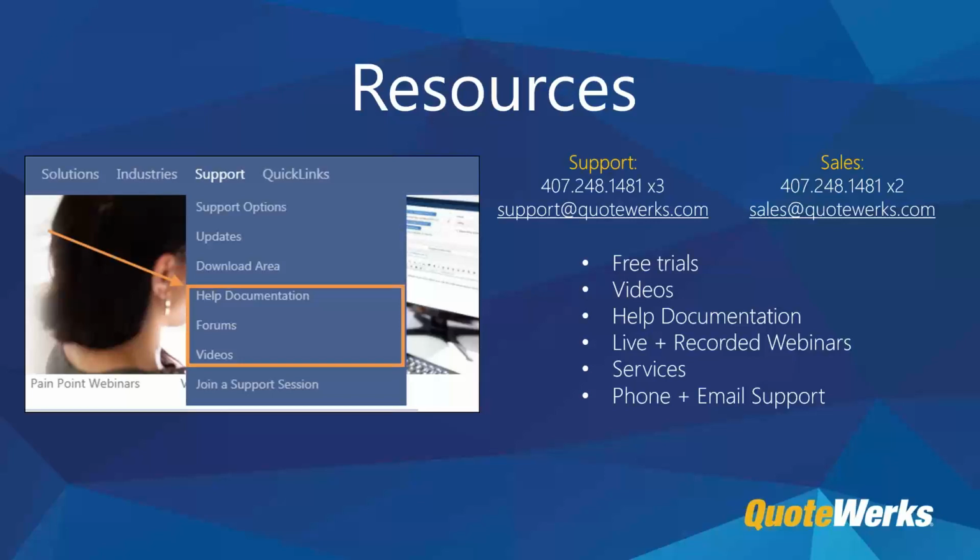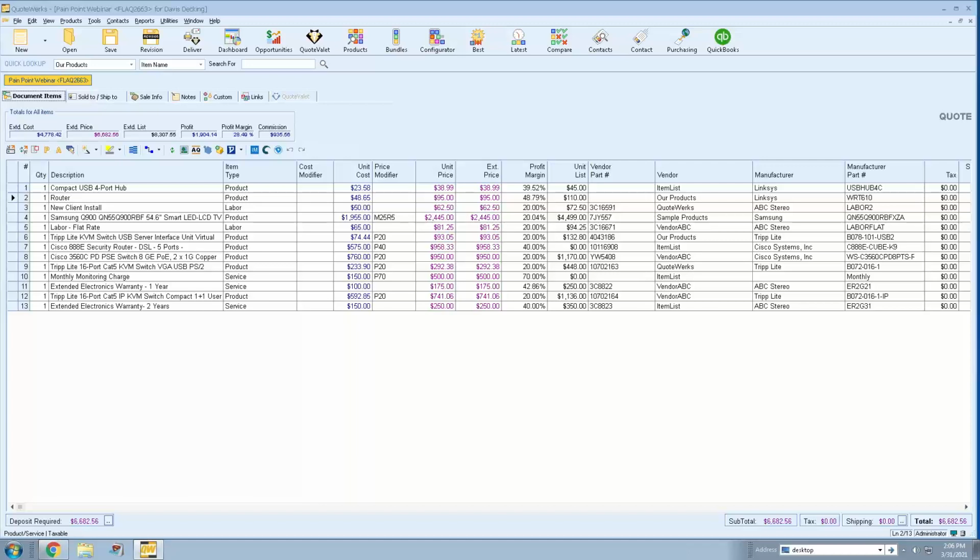Okay, so let's go ahead and switch over to QuoteWerks. Let me get updated here. So the first thing we want to talk about is the sort and organize. So you have this existing document here. We're going to start with my quote that already has a bunch of items on it, and there's not really any kind of organization to it yet. I just selected a bunch of items and added them to the document.